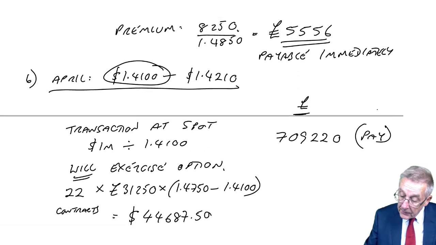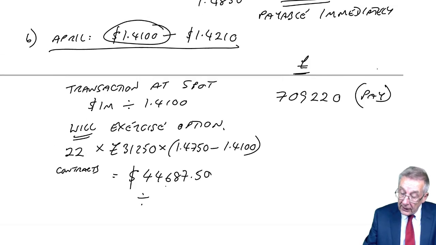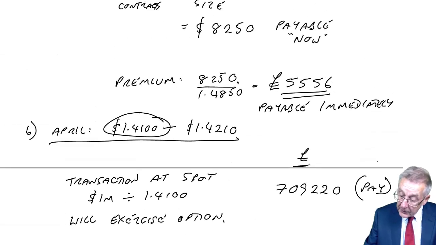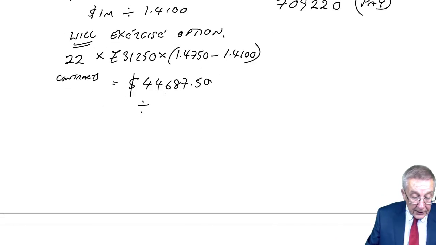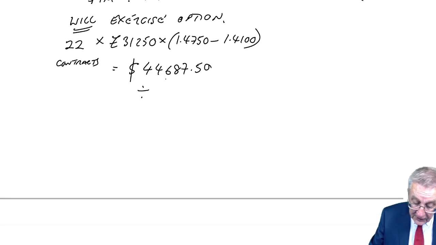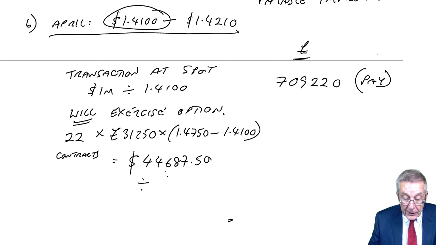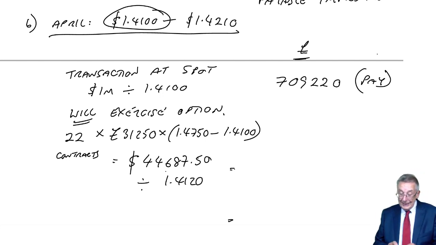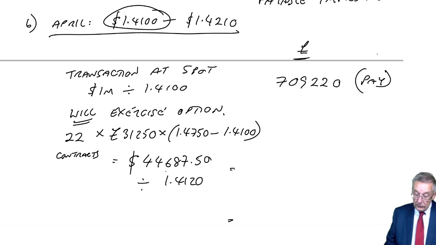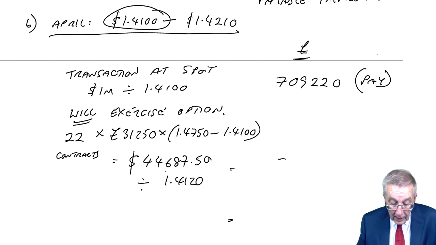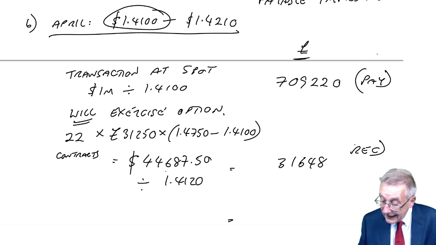And what is the current spot? Here we're selling dollars to convert to pounds. It's not on there on the question. The spot for selling dollars is 1.4120. So the exchange rate 1.4120, it converts to what? $31,648, and that's a receipt.